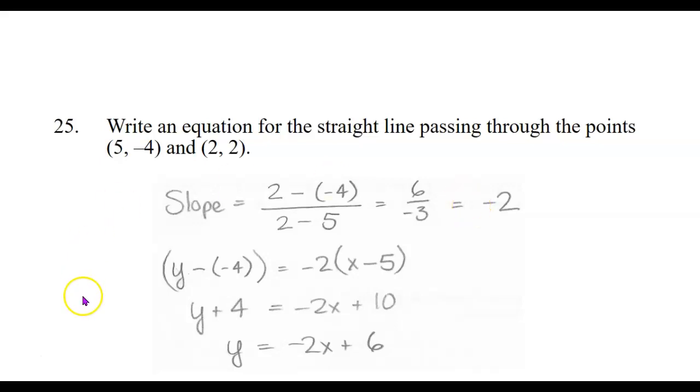Then to write the equation, we can use point slope form with our slope and either one of these points. I just picked the first one. So we set up y minus the y coordinate of that point equals the slope times x minus the x coordinate of that point. So y plus 4 equals -2x plus 10, and then you could subtract 4 on both sides and get y equals -2x plus 6.